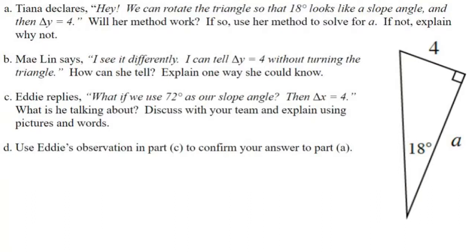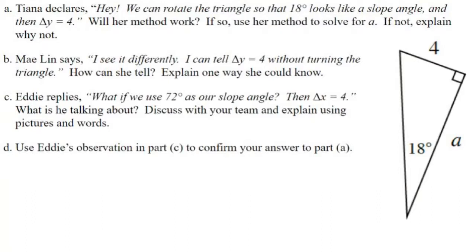Well, yeah, it'll work. We just have to rotate it around so that 18 degrees is in the bottom left, that 90-degree angle is in the bottom right, and then 4 is my change in y, my vertical line, and a is my change in x, my horizontal line. Well, Maylin says, well, I see it differently. I can tell change in y equals 4 without turning the triangle.